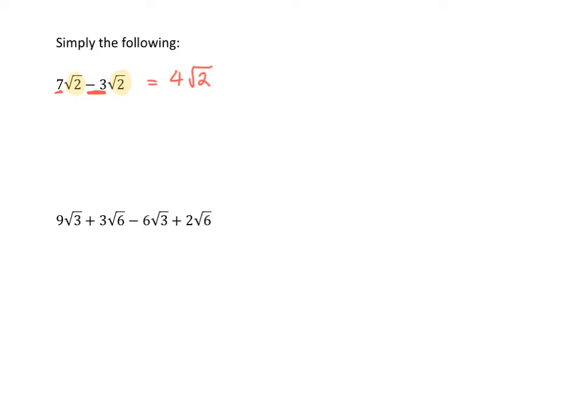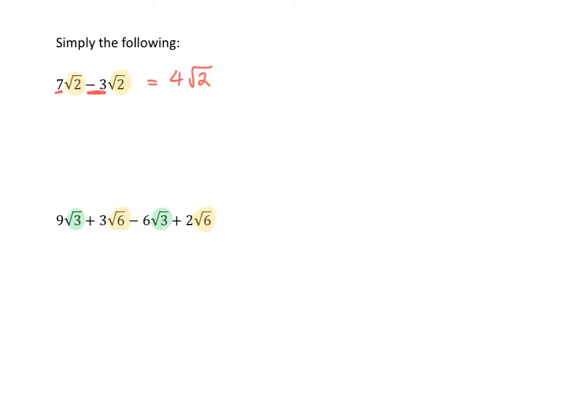In the next example, the expression is 9 times the square root of 3 plus 3 times the square root of 6, subtract 6 times the square root of 3 plus 2 times the square root of 6. So having a look at the numbers that I'm square rooting, I have the square root of 3 and the square root of 3 and the square root of 6 and the square root of 6. Now both of those numbers are already in the simplest form, so I can go ahead and add and subtract any numbers in front of my square roots that are the same.